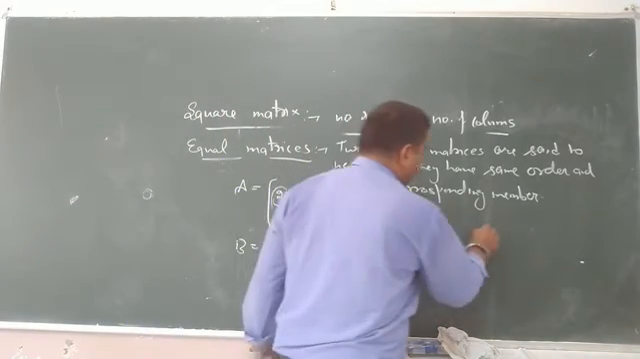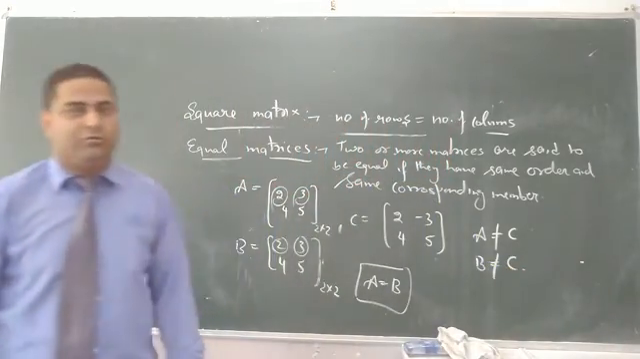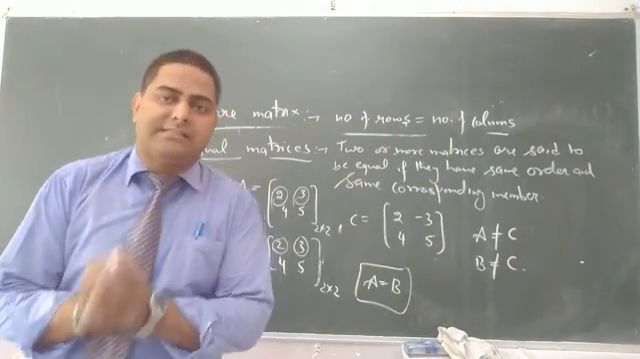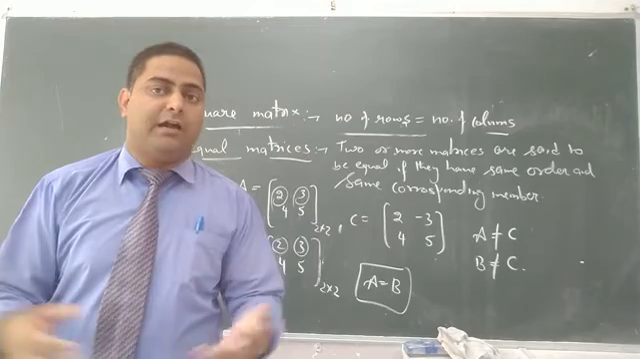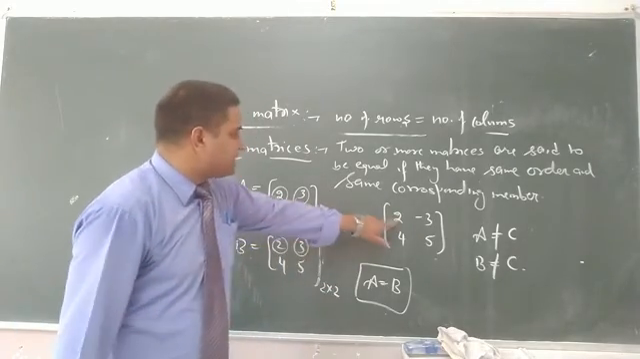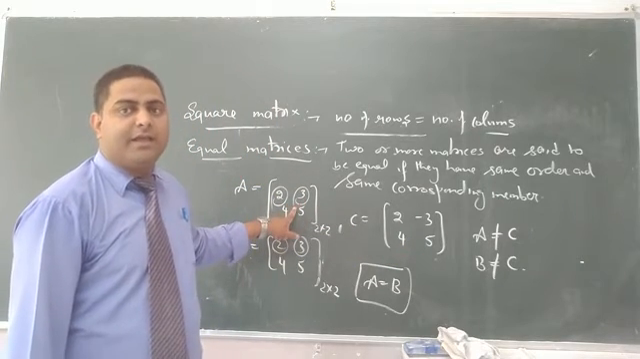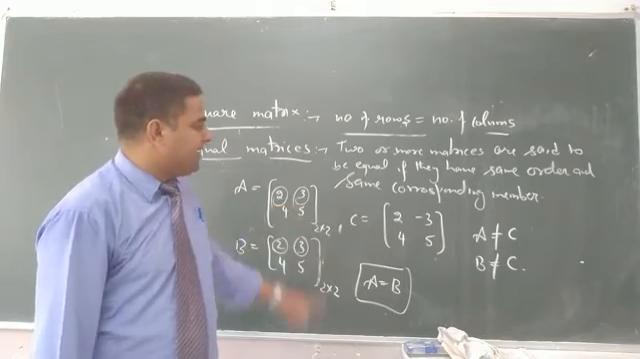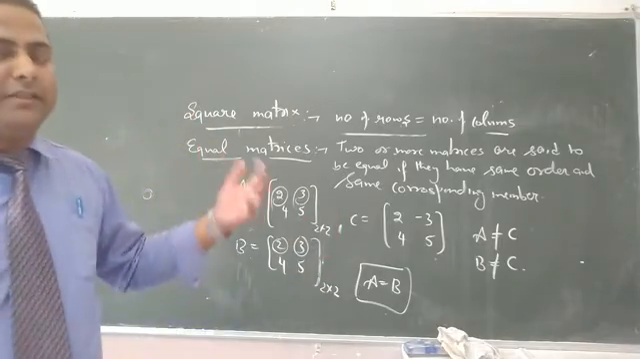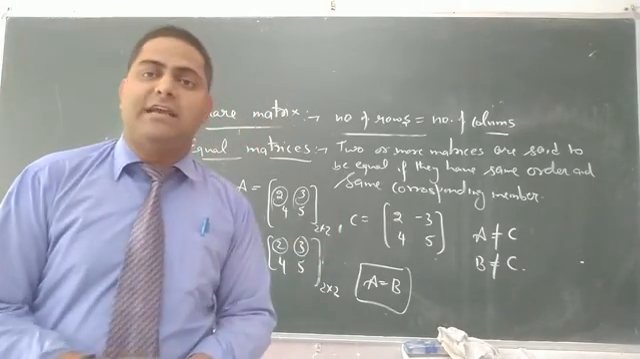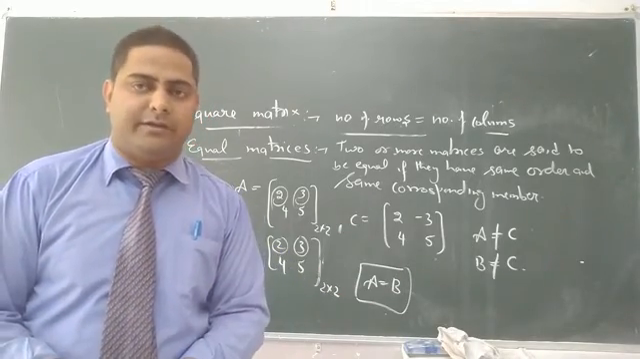But if you see A and C, A is not equal to C, B is also not equal to C. Although B and C have same order, 2 into 2, but their corresponding members, they are not same. You see, 2 is same, 4 is same, 5 is same, but the second member, that is A12, here is 3 and here is minus 3. So both are not equal. So we say these two matrices, that is A and C, are not equal. Since A is equal to B, so B and C are also not equal.